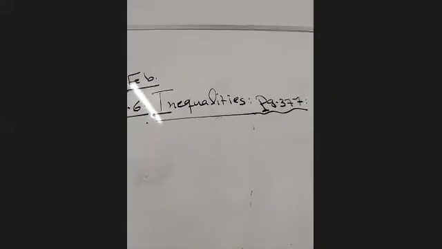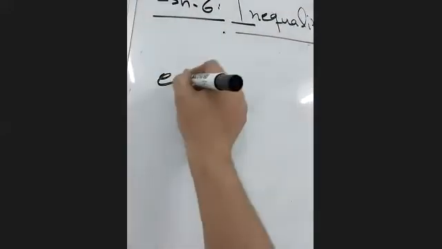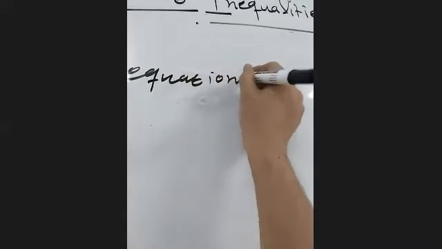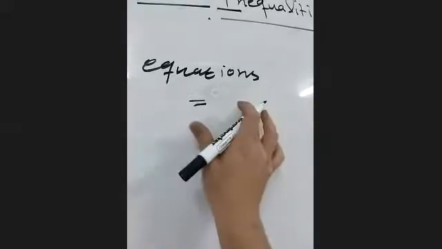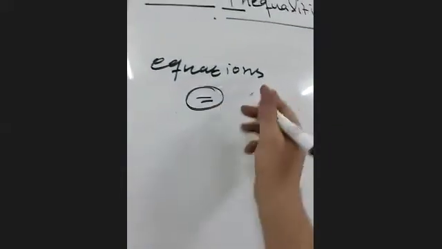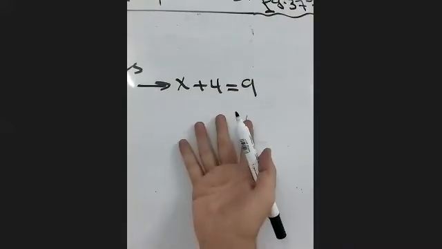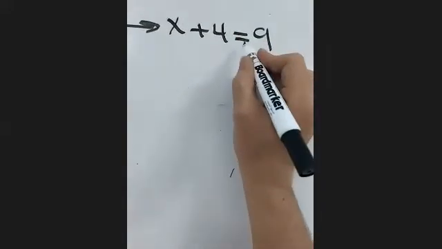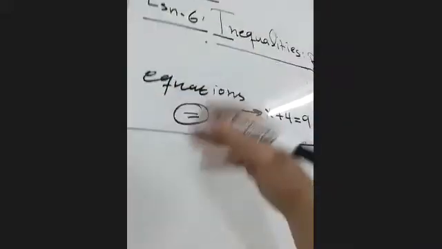Okay, now our title is inequalities. In the previous lessons, we took something we call equations. An equation compares known and unknown quantities; it is a mathematical sentence that has an equal sign. Like when I say x plus 4 equals 9, this is an equation. So if you have an equal sign, we call it an equation. The title now is unequal, inequality.